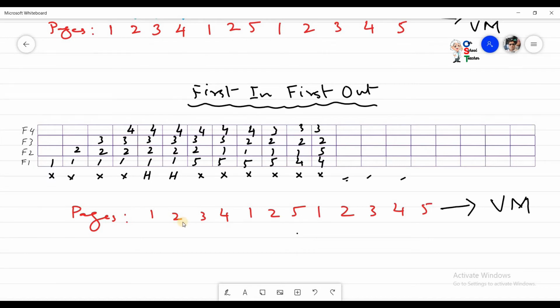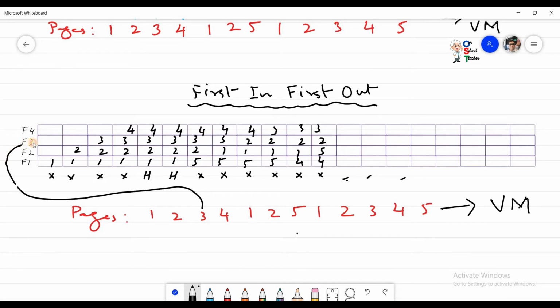Then page number two is required, that will be called from the virtual memory and will be kept in the next available slot, that is number two. Then page number three is required by the CPU. Because all remaining frames are free, that will be kept in the third frame. So this is situation number one, situation number two, situation number three.